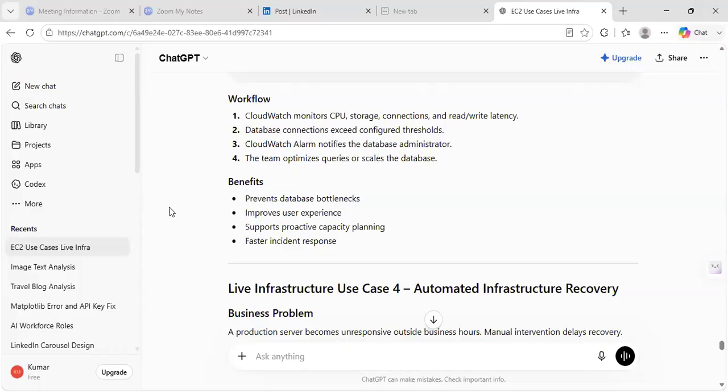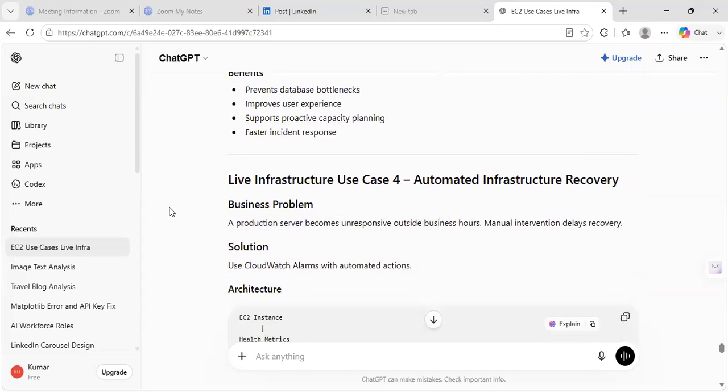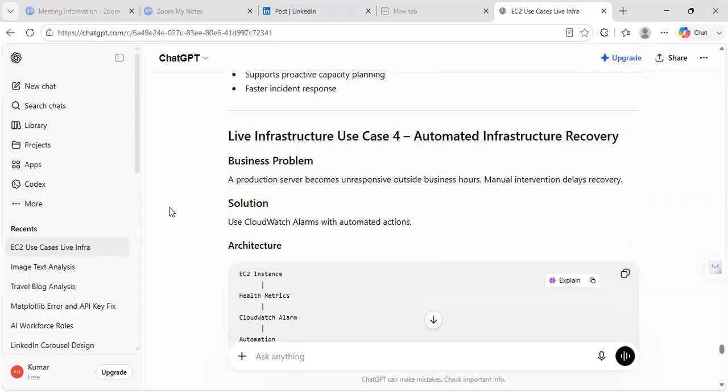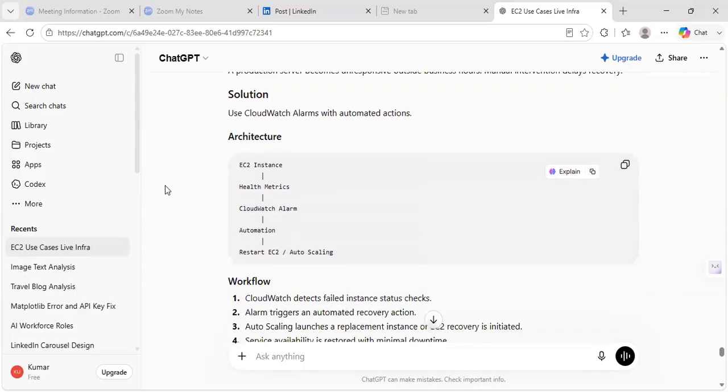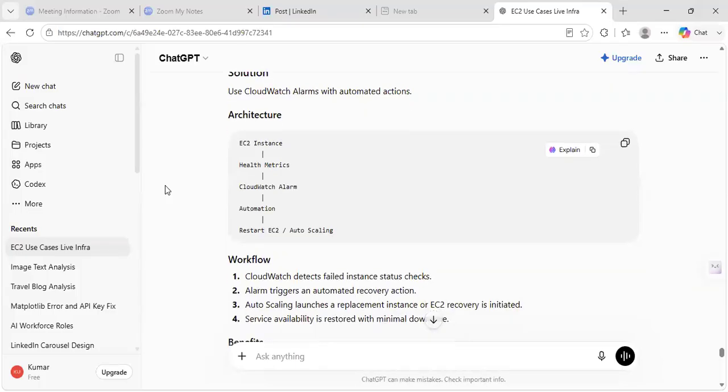Now, you know DR, disaster recovery. This is the use case related to that. A production server becomes unresponsive outside business hours, and manual intervention delays recovery. So use a CloudWatch alarm with automated actions. What are the pieces? The EC2 instance is there, health metrics are there, the CloudWatch alarm is there, and automation is there.